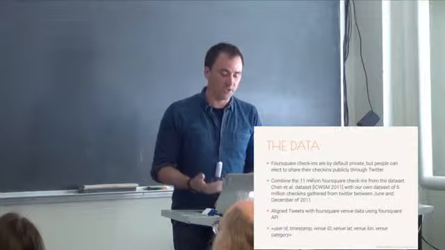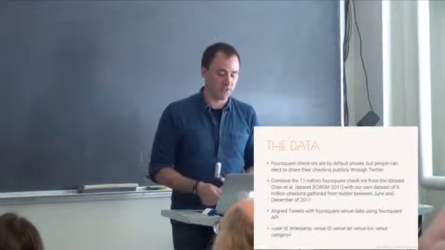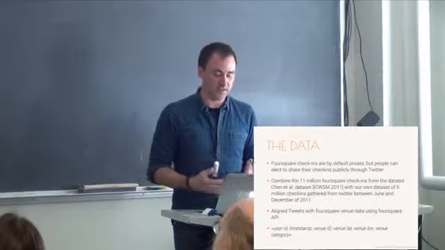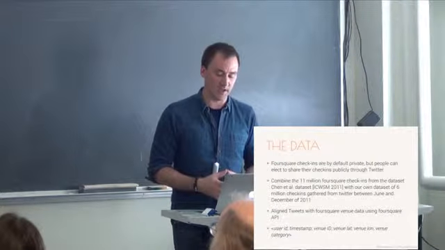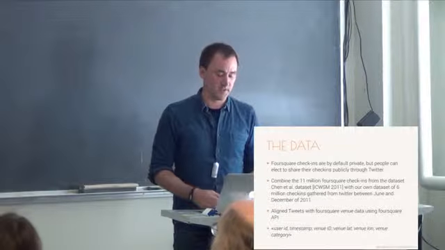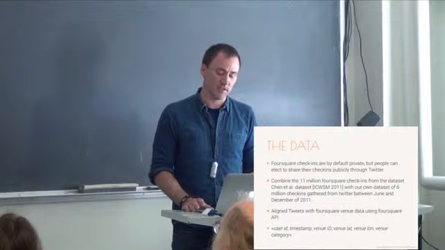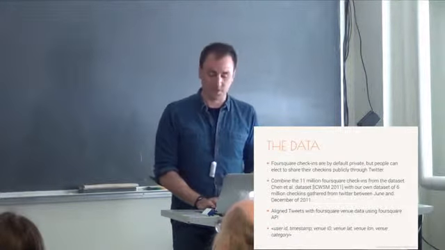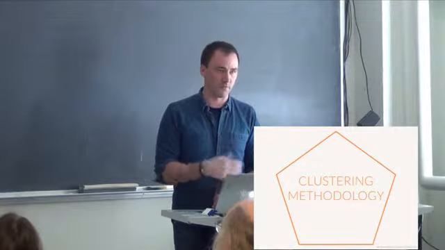Basically, we're using Foursquare check-ins, which are by default private, but people can elect to share their Foursquare check-ins publicly via Twitter. And so these tweets can then be aligned with the underlying Foursquare venues using Foursquare's API. And when this is done, each datum in our data set is essentially a 6-tuple of the user ID, a timestamp, a venue ID, a latitude, longitude, and a venue category. And in this work, we're using approximately 17 million check-ins that are gathered from the entire world.